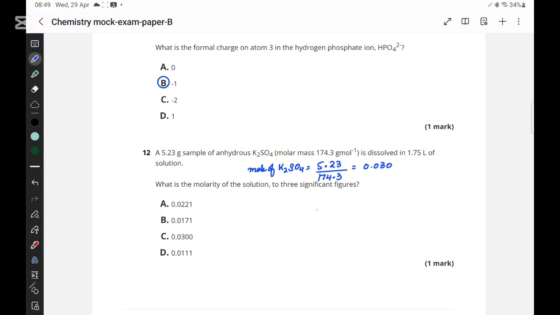0.030. And if you are going to find the molarity there, molarity is moles per unit volume. So the moles are 0.030, and the volume is going to be 1.75, and the answer that comes out to be 0.0171. It is going to be B.